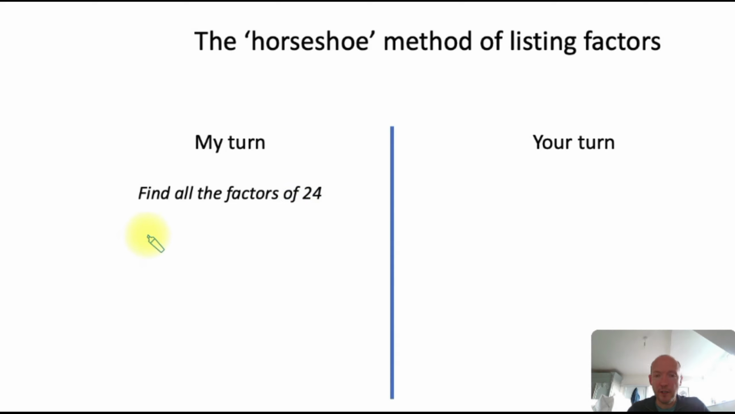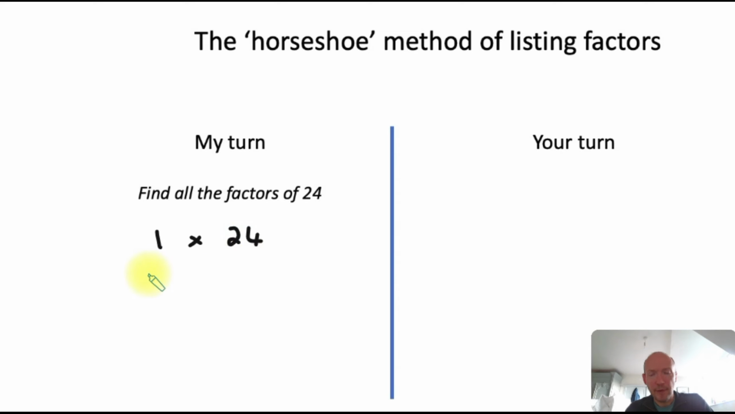What I'm going to do is start off with a number that is a factor of all numbers, and that's the number 1. So 1 is a factor of 24. 24 can be divided by 1. And notice that that pairs off with another number. 1 times 24 gives me 24. All numbers have themselves as their own factor. All numbers can be divided by themselves. So I'm going to start with 1 and 24.